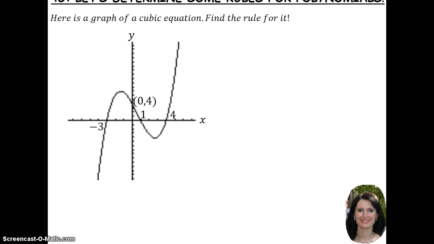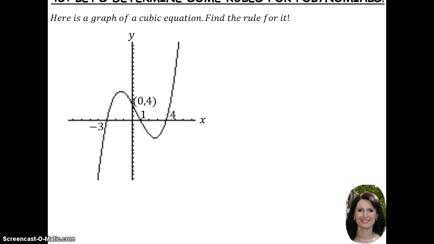Next, they want us to be able to look at graphs and to be able to find rules for those graphs. So here, I've been given a graph, and I have to find what the equation of that polynomial is. So let's see what we would do there. First of all, you know that where you've got -3, 1 and 4, these are the x-intercepts. So we can say the solutions would be x is -3, x is 1 and x is 4.